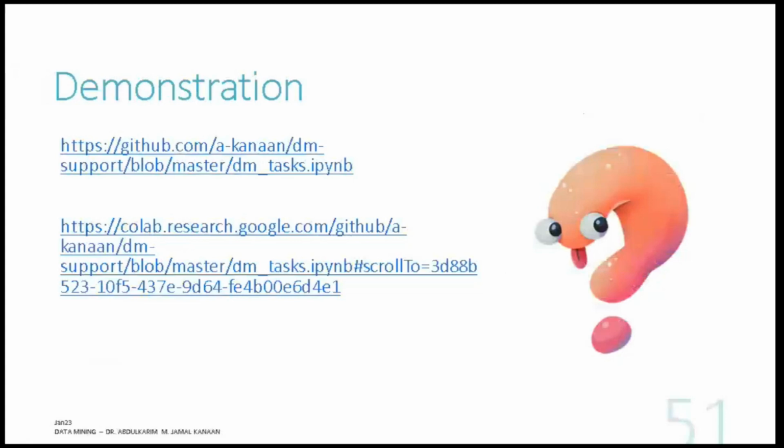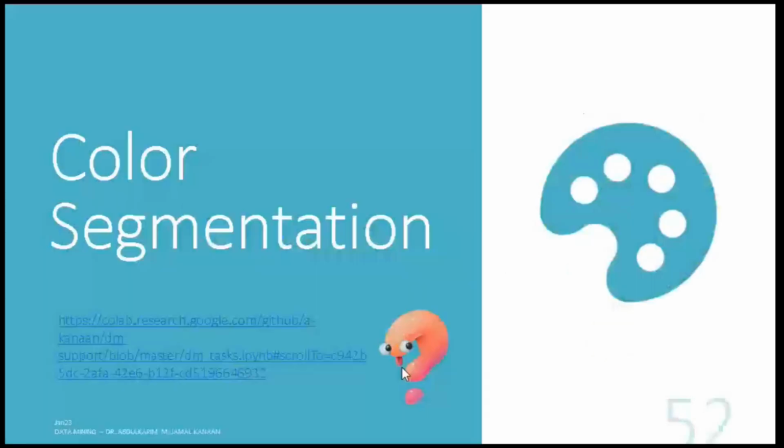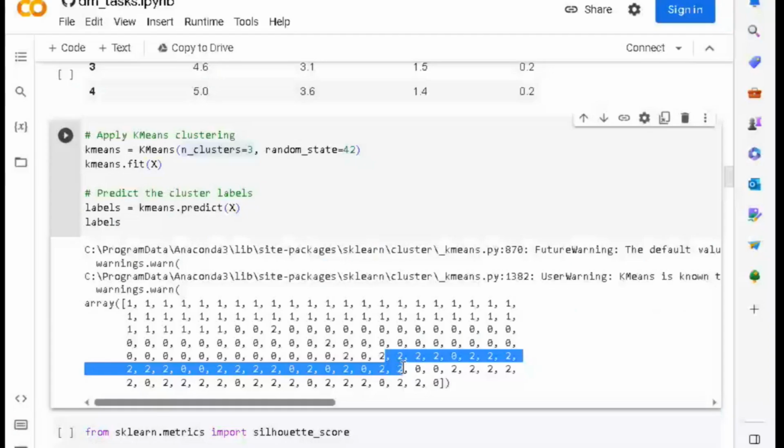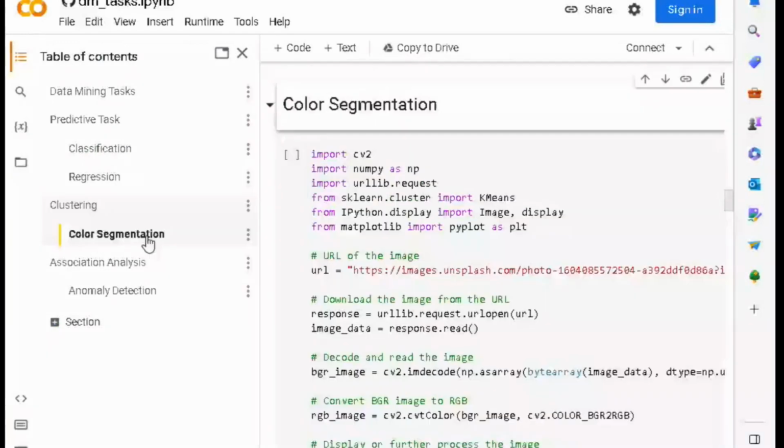Another interesting example for clustering is color segmentation. For those who have a laptop on this side, if you access Colab and the code, you can make some changes. I already updated an example for color segmentation. So this is also one example of clustering.